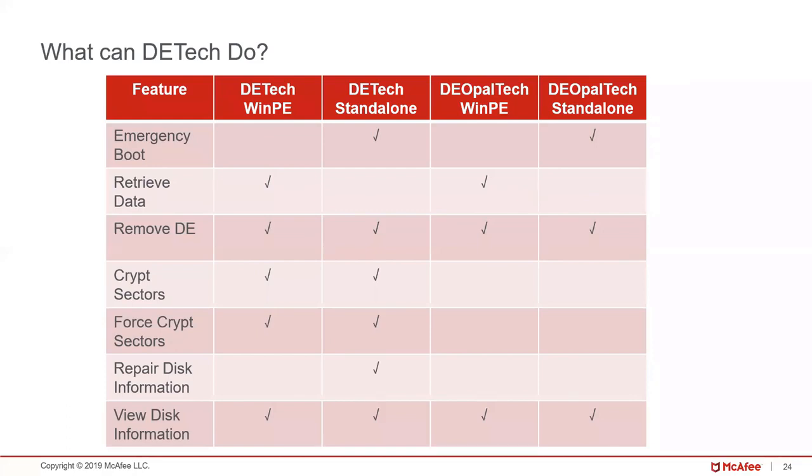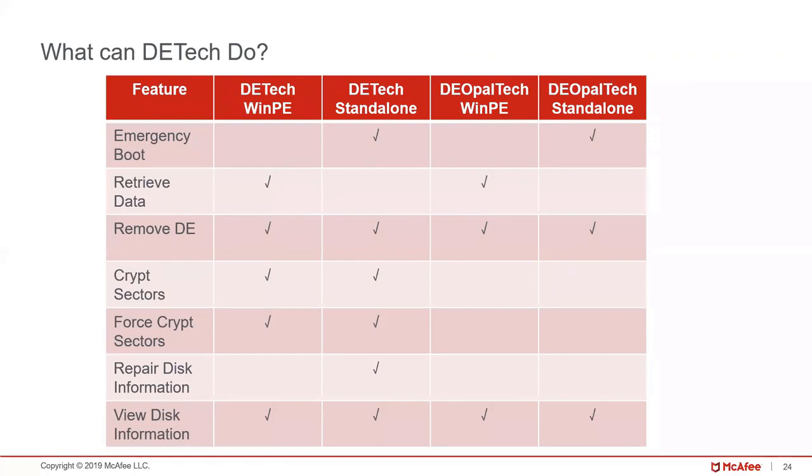One of the most common features listed there at the top, the emergency boot, is only available in the standalone media options. It does not exist in the WinPE variations. The WinPE, however, offer the option of actually recovering data from the drive while still encrypted. The option to remove DE exists in all of the instances. The option to remove DE decrypts or deactivates and reverts the boot process, but does not remove any software.